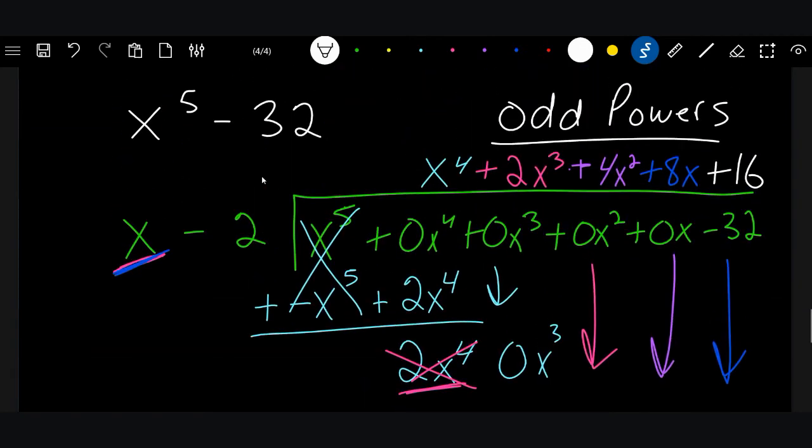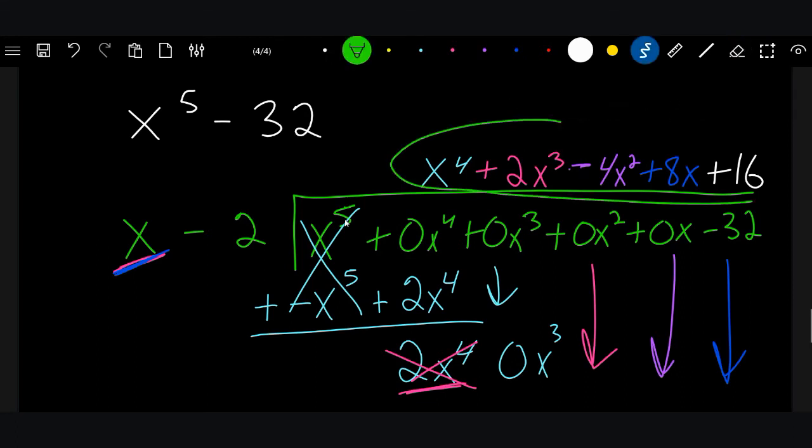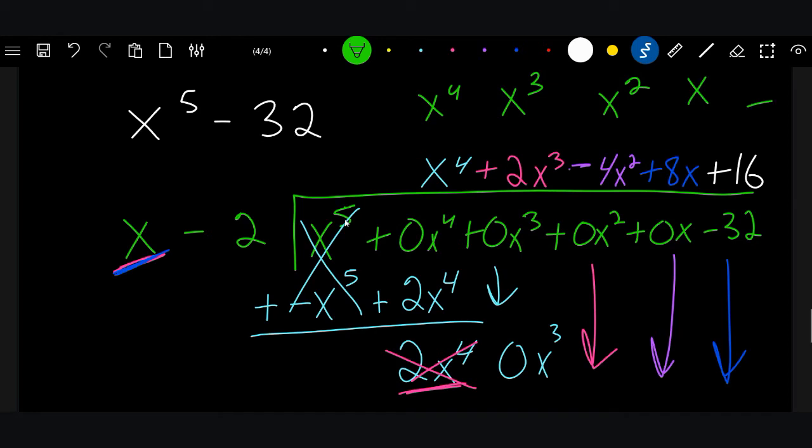I want you to see something. I want you to recognize something from this when we do this. I want you to recognize what happened here. Look at what happens, and let me get rid of odd powers here so you can see this. Look what happens to this. I want you to see the pattern that's formed. Look at what's happening to the x. The x is x^4, x^3, x^2, x, and then nothing.